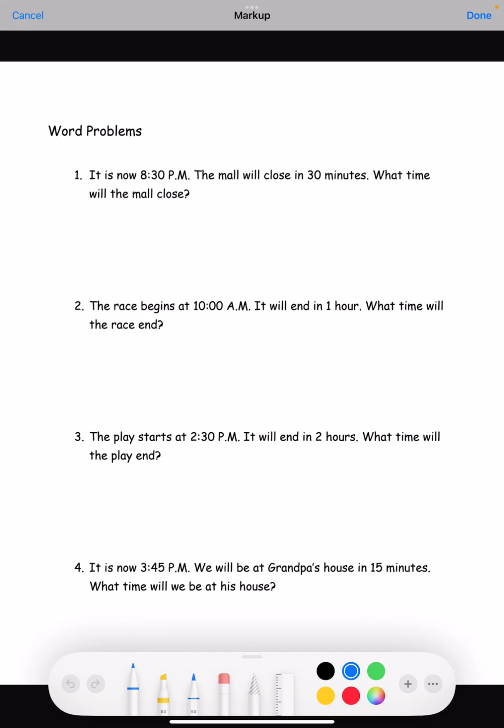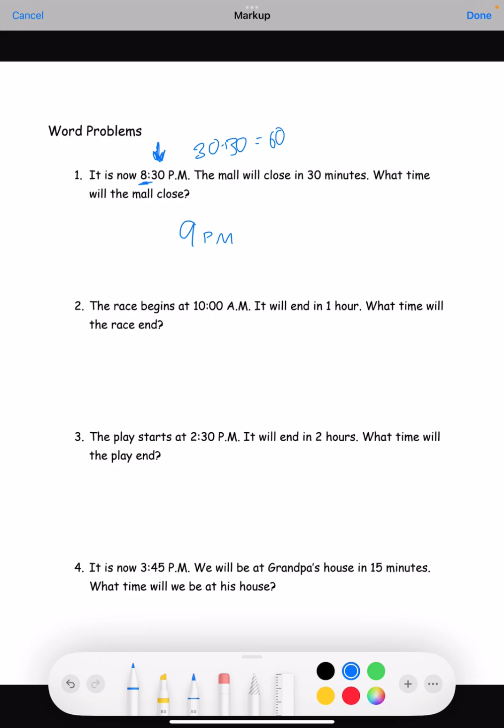Word problems. Number 1. It is now 8:30 p.m. The mall will close in 30 minutes. What time will the mall close? So we're at 8:30, and if we add 30 minutes to the 30, what's 30 plus 30? 30 plus 30 equals 60. So that'll equal an hour. So when it gets to 60, which is an hour, the hour changes, so the 8 goes up and becomes a 9. So after 30 minutes, the mall will close at 9 p.m.